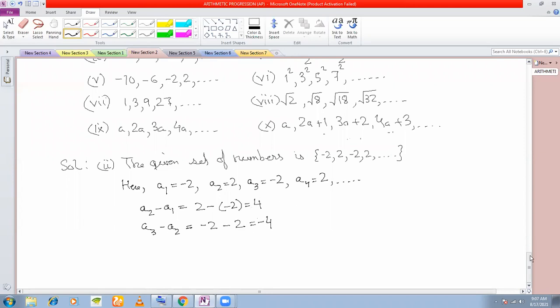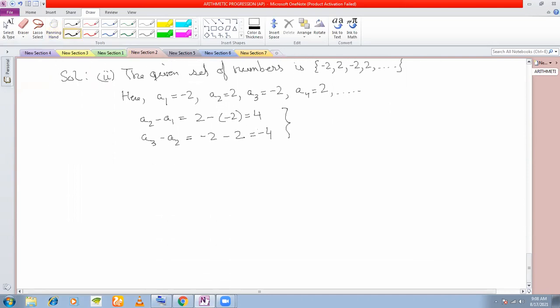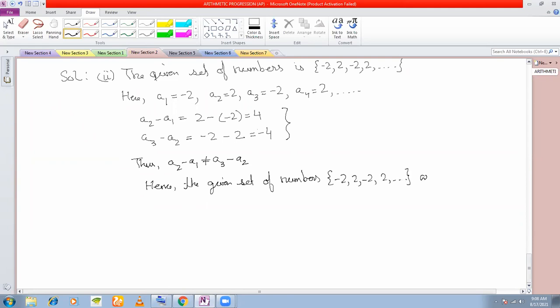Now you see that when you are taking A2 minus A1, you are getting +4, but when you're taking A3 minus A2, you are getting -4. So here immediately you get unequal numbers, right? So thus A2 minus A1 is not equal to A3 minus A2. That means the given set of numbers -2, 2, -2, 2, and so on are not in AP.